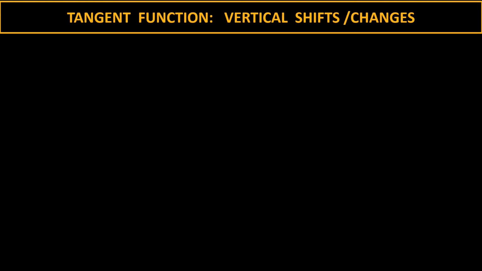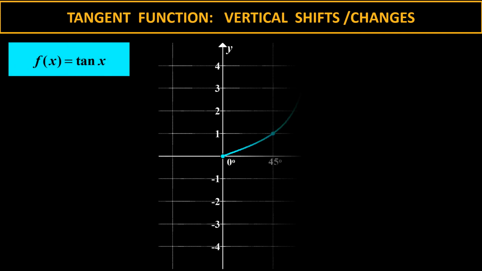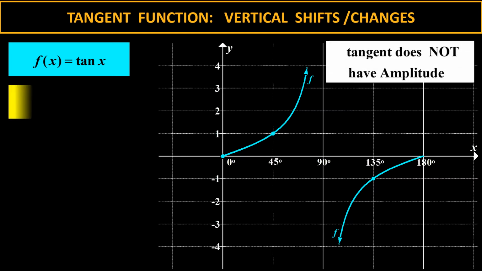Let's consider the tangent function. Let's look at the vertical shifts and changes there. So if I take f(x) equal to tan x, there's my tangent graph. As you can see there, the period is 180 and it has an asymptote at 90. And tangent does not have an amplitude, right? Remember that tangent does not have an amplitude.